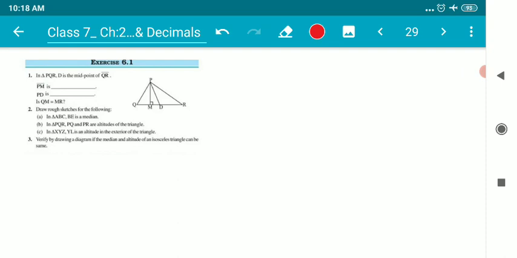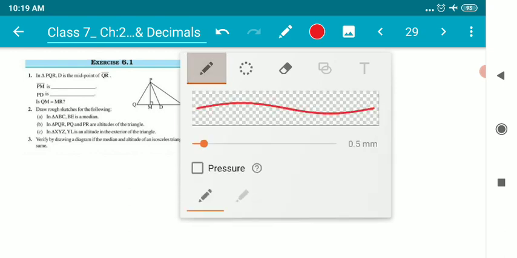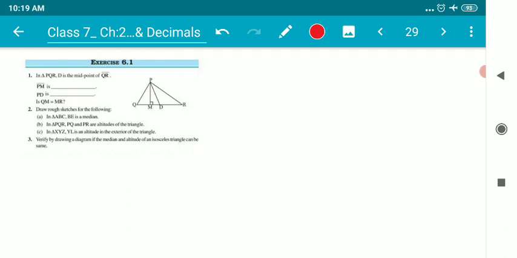Children, we have been dealing with the chapter triangles and its properties. In the previous video, we had a discussion on some very important questions of this exercise. I explained question number one, and in this video, I'm going to explain question number two and the remaining questions. So, children, let us have a discussion on question number two.